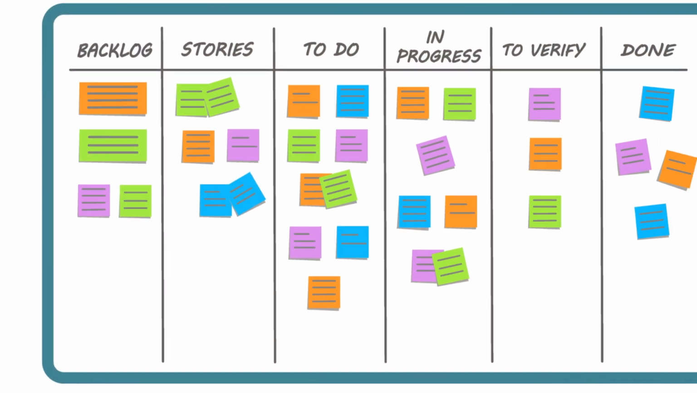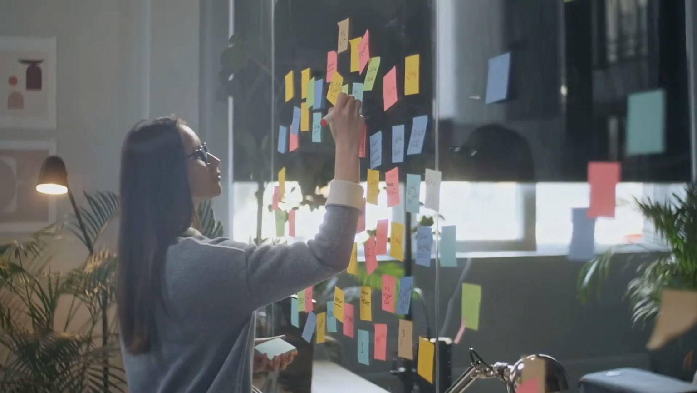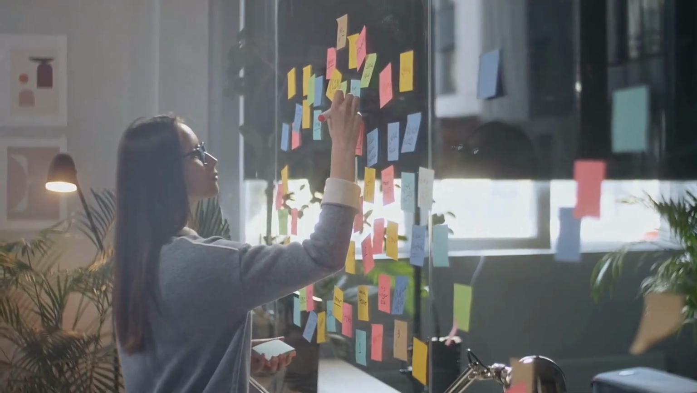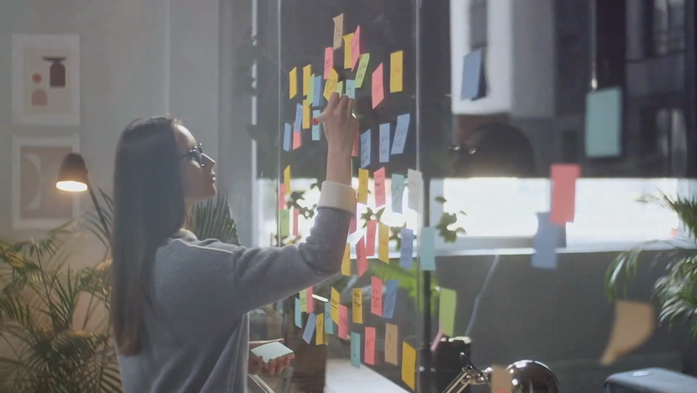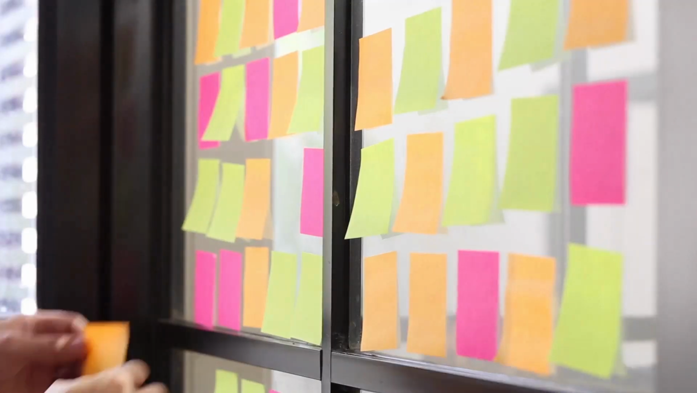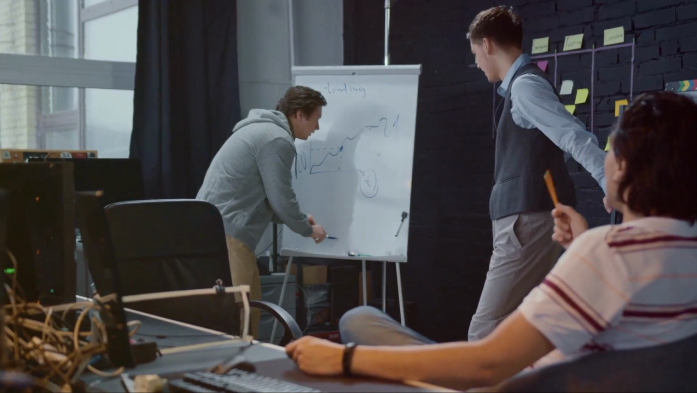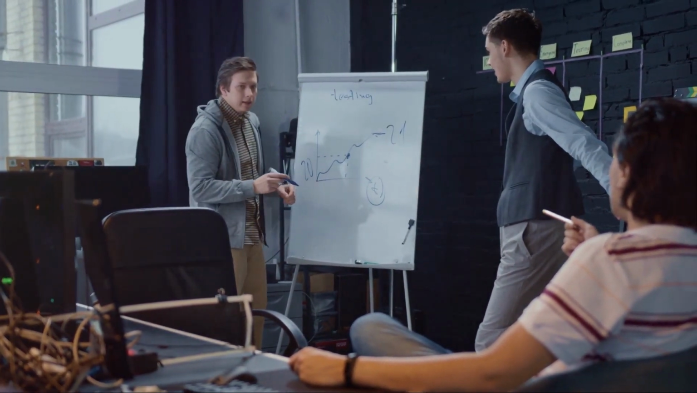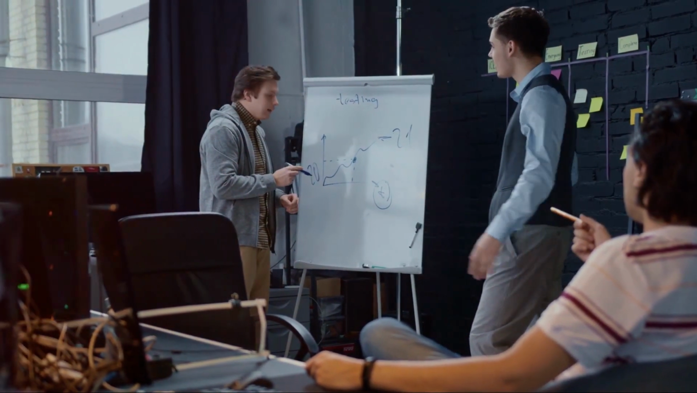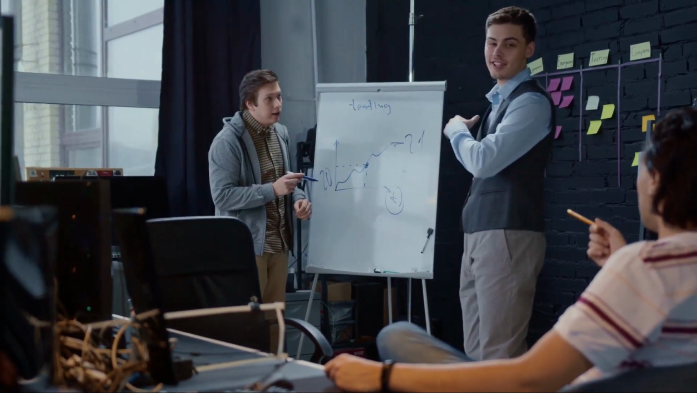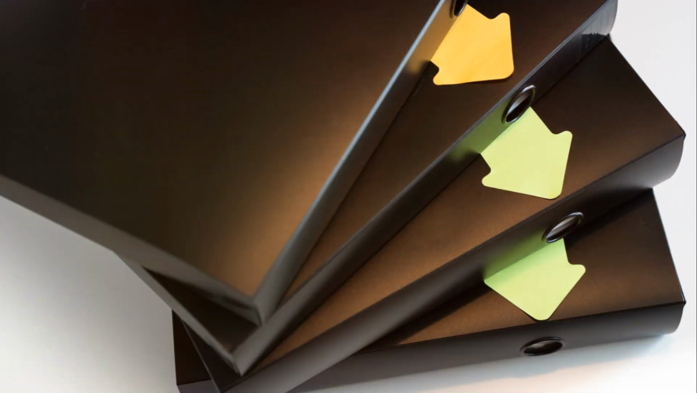First up, we've got the visual board. Imagine a billboard, but instead of flashy ads, it's filled with sticky notes that represent tasks. This board is the heart of Kanban. It's divided into different sections that represent the stages of your process, such as to do, in progress, testing, and done.